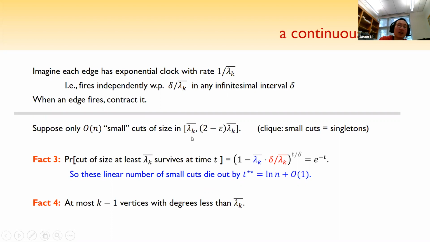So what about the cuts of size less than lambda k bar? Well, it's a fact that there are at most k-1 vertices of degree less than lambda k bar, and that's just because if there are more, then we can just pick those vertices, and this will give us a better cut. So that'll be a contradiction. So that's fact 4.